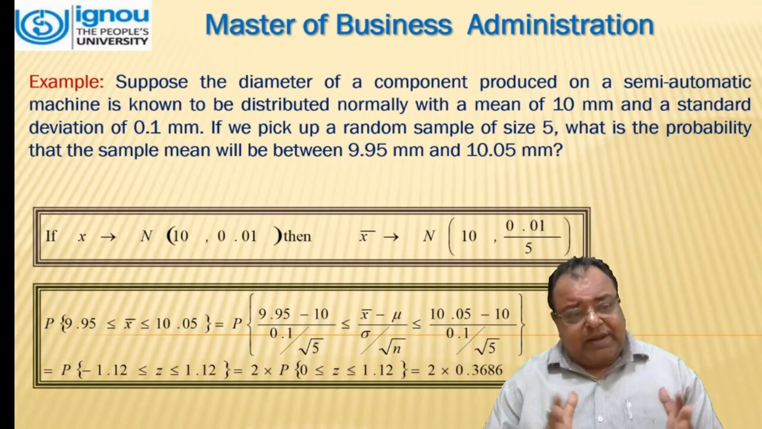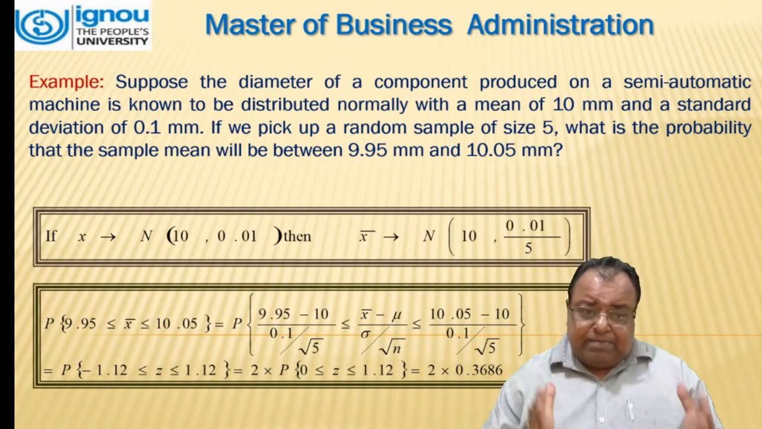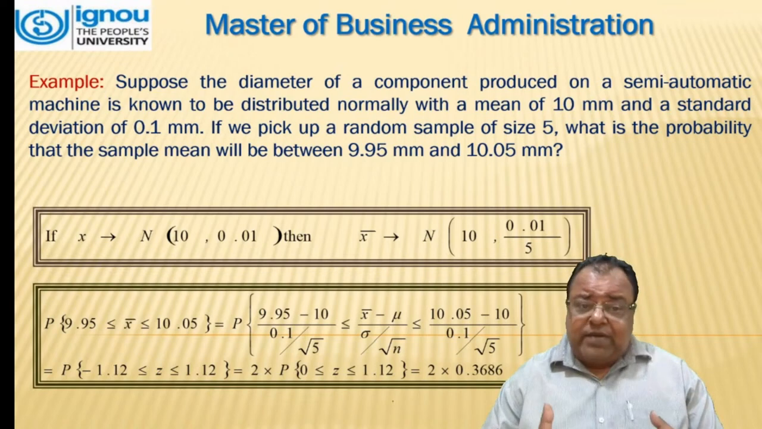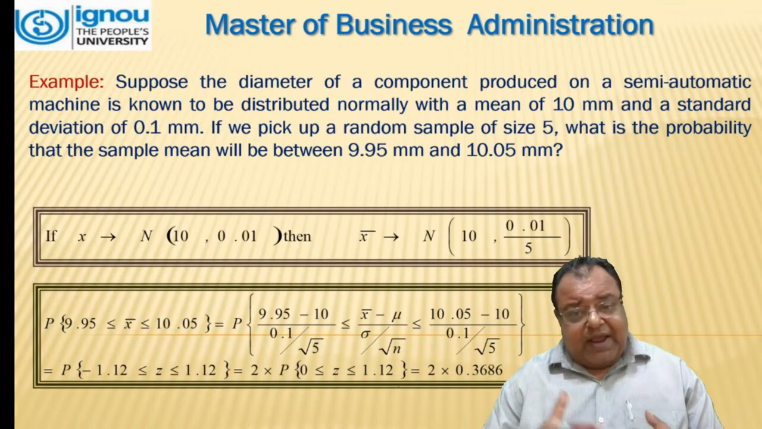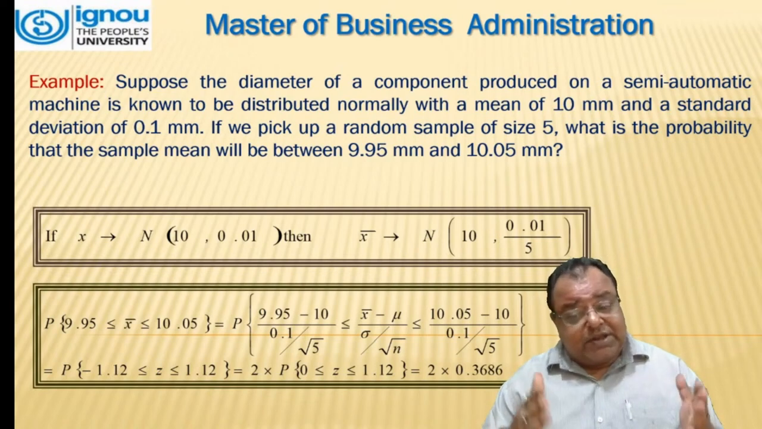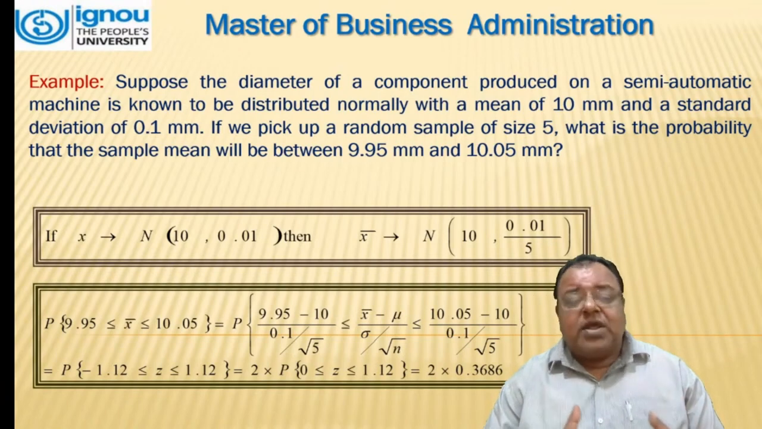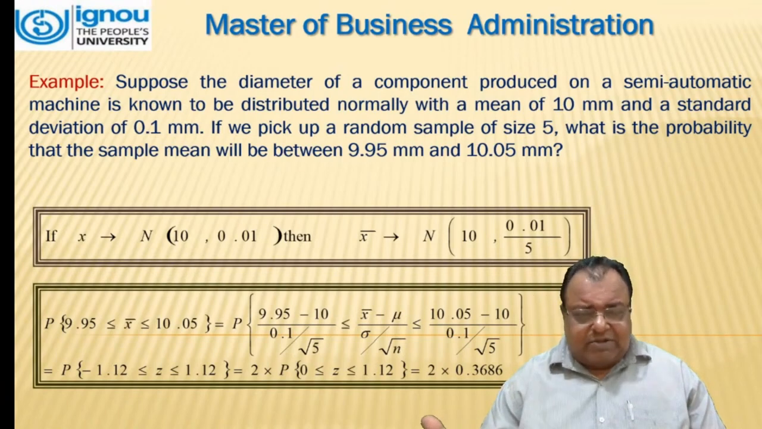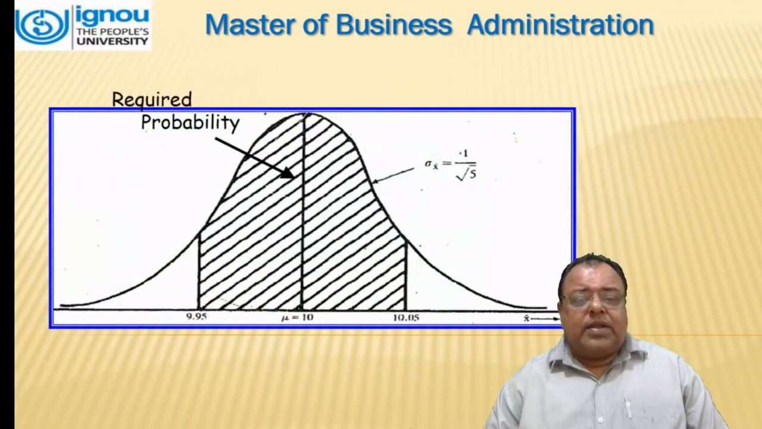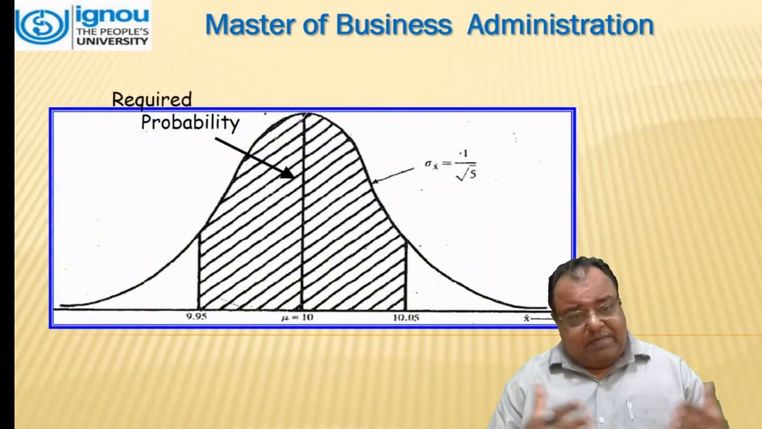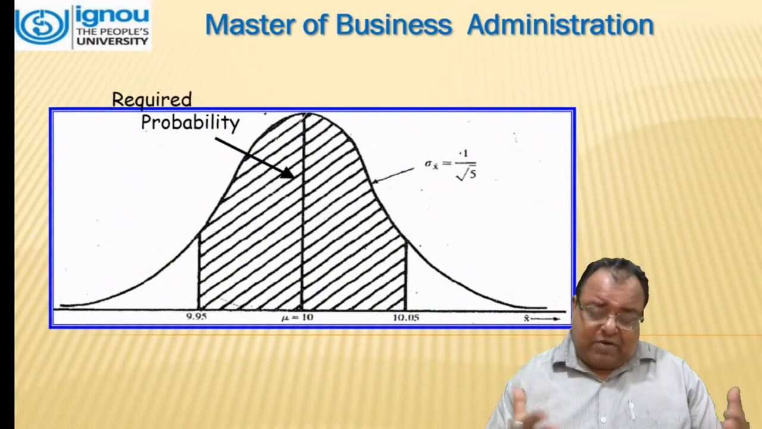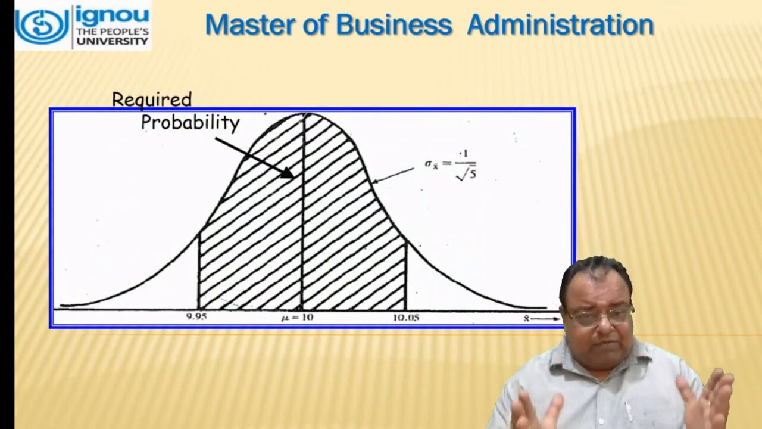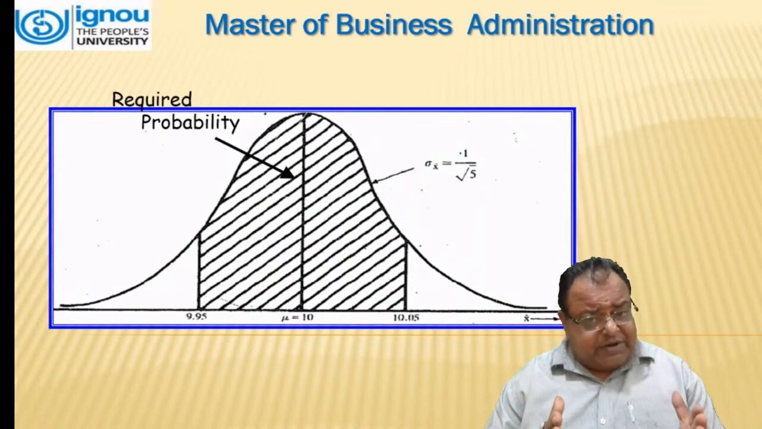We get 0.7372. That means the probability that the sample mean will be between 9.95 and 10.05 is 0.737, which is almost 73% or 74%. This is how it is drawn in respect of the normal distribution. You have to calculate the area of the shaded region.